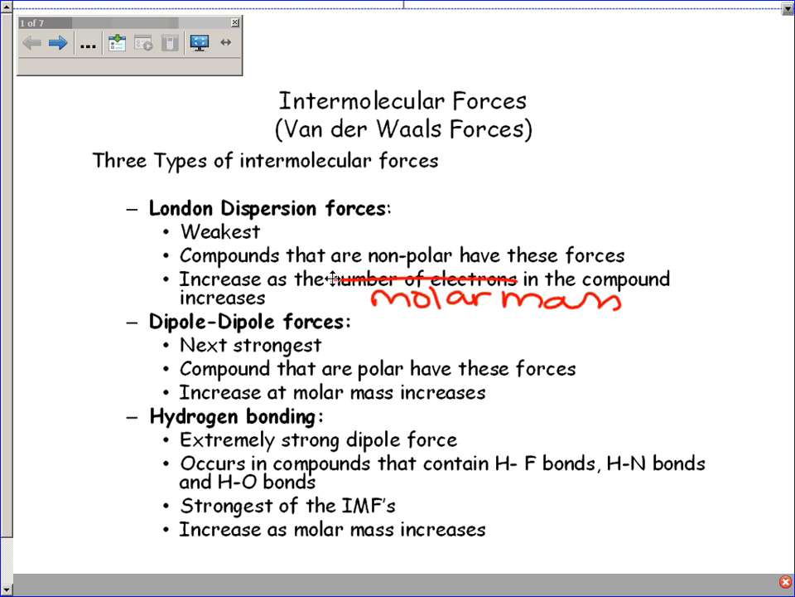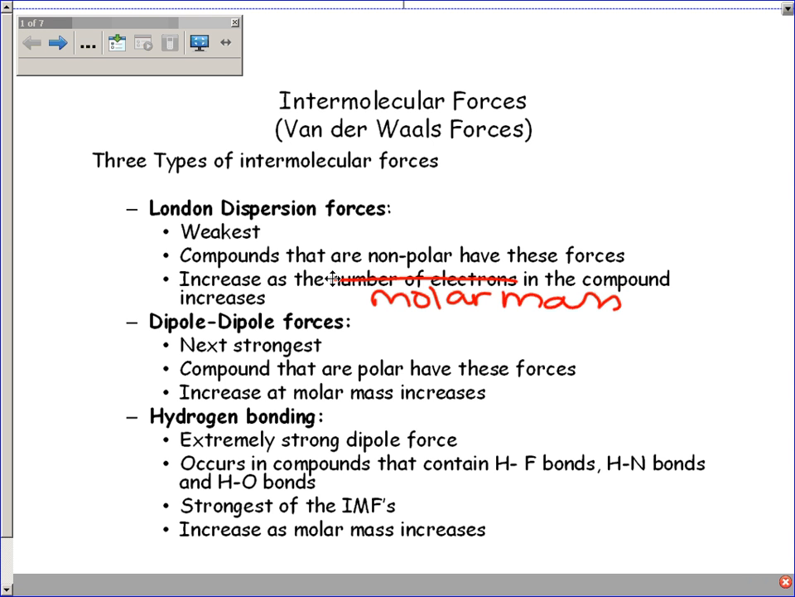Dipole-dipole is the next strongest. This applies to compounds that are polar. So if my shape is polar, then my molecule is polar, meaning I have a dipole-dipole force. Again, this increases as the molar mass increases.